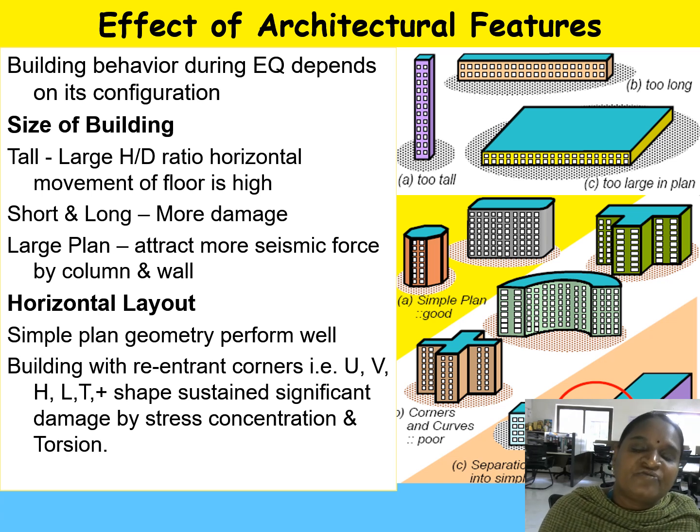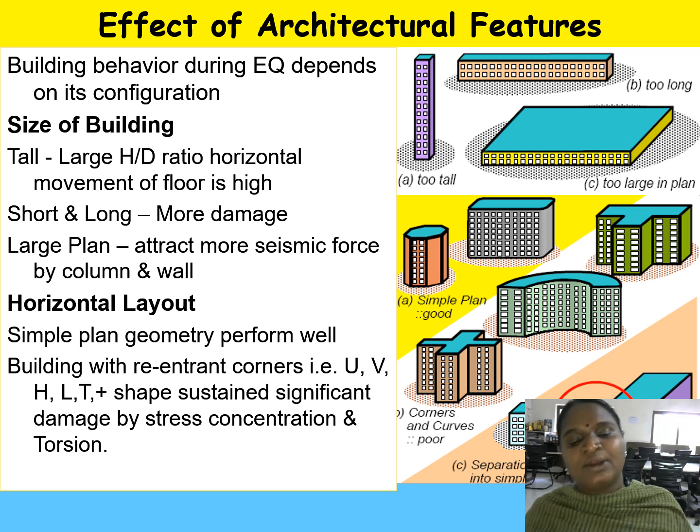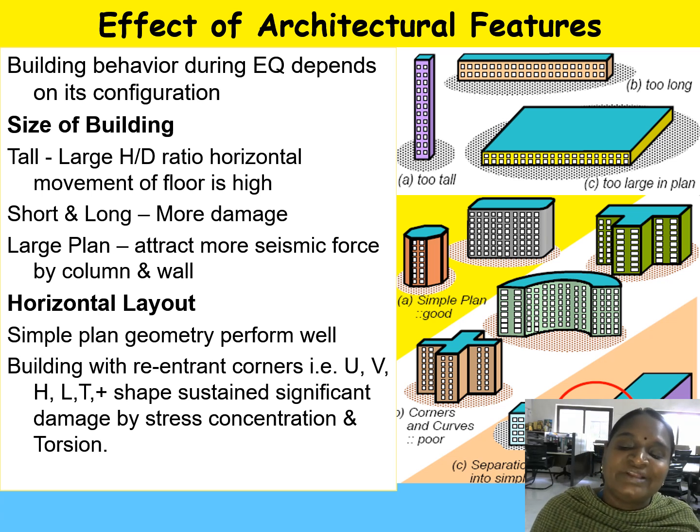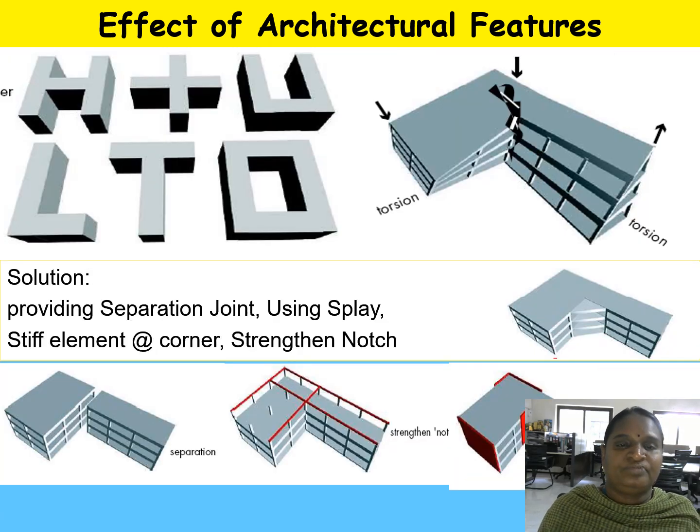So always, when you are preparing your layout, you have to plan a simple plan geometry. Always avoid a plan of building with re-entrant corners like U, V. Suppose you have U, V, T or different shapes, then your stress concentration and torsion will be very high. So it is better to avoid these types of configuration. Always use a simple rectangular or square plan, and it is very good also. So these are some of the architectural features.